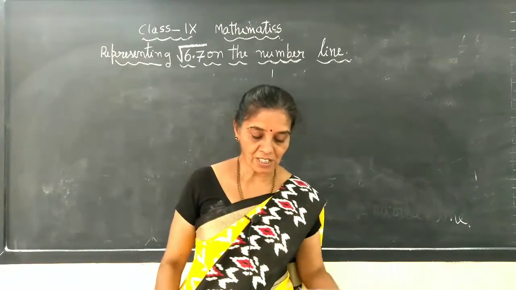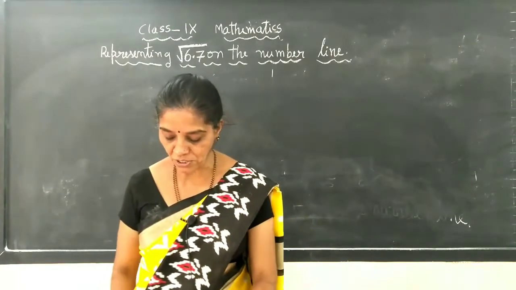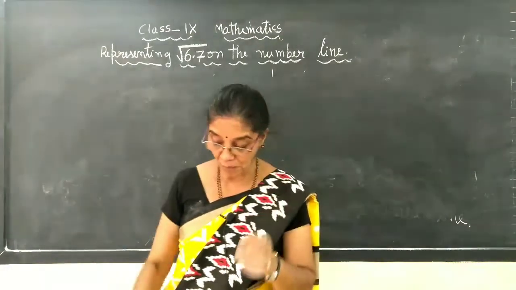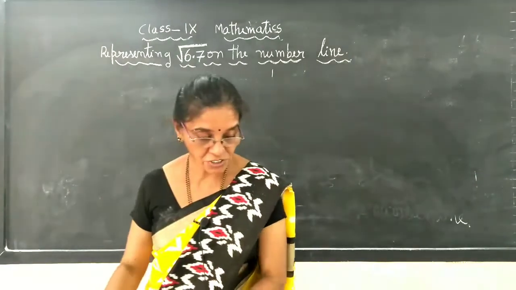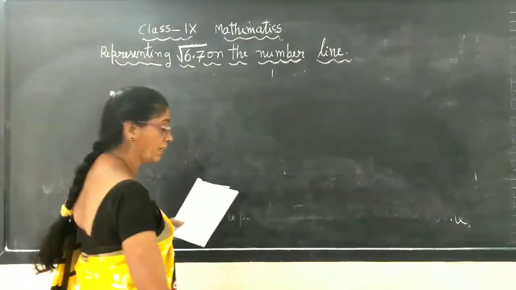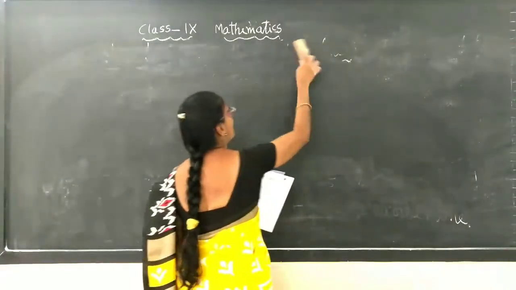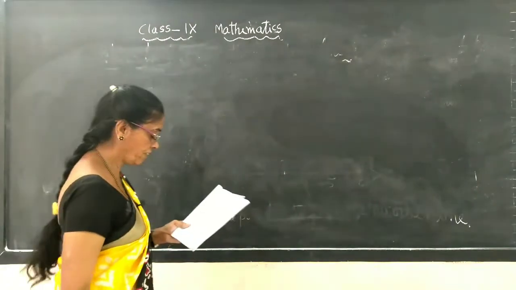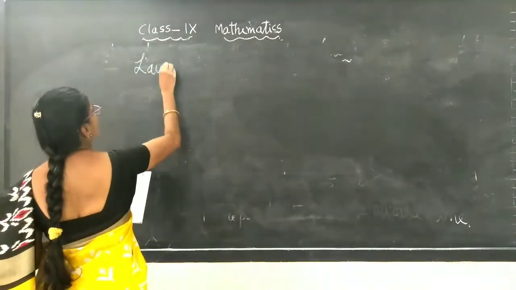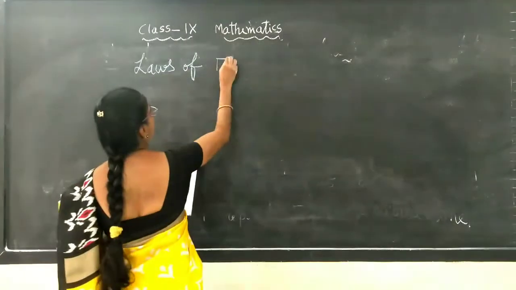So before learning how to apply them to irrational numbers, we will try to memorize the laws which we have studied. So before learning now, we will learn about the laws of exponents, you learned it already, so we will learn the laws of exponents.